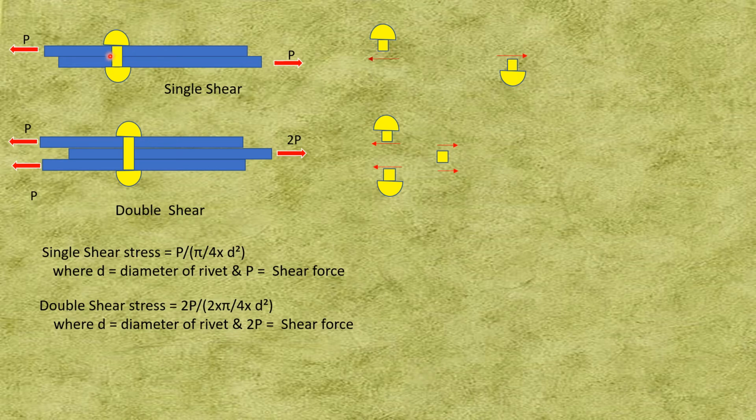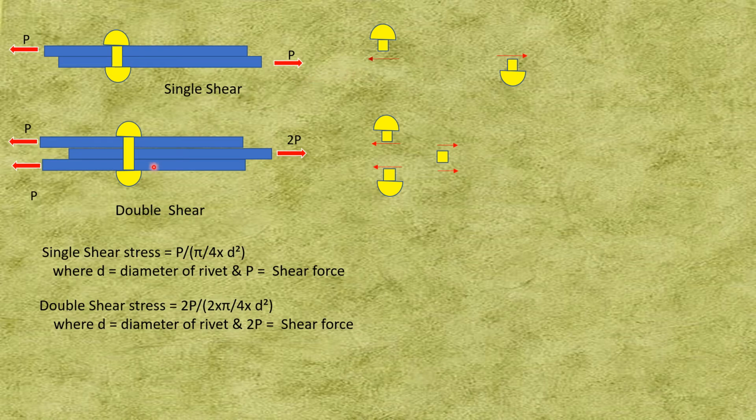This is the shearing plane, where the rivet gets cut, and if the diameter of the rivet is D, then pi by 4 d square is the area under shear. You will see here that the shear force is acting parallel to this cutting plane. In single shear there is only one shear plane, the rivet breaks into two pieces, and there are two plates.